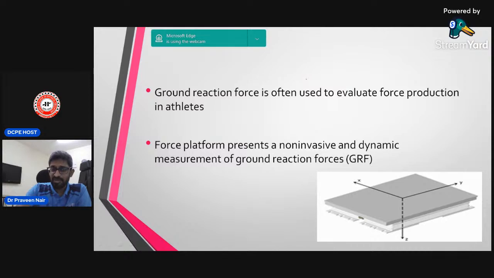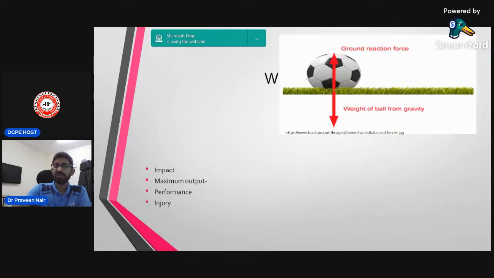Now, why is ground reaction force important to us? It helps us in understanding the impact, that is, the impulse: force into time. The amount of force multiplied by the amount of time during which the force acts is the impulse. It will help us in finding that.